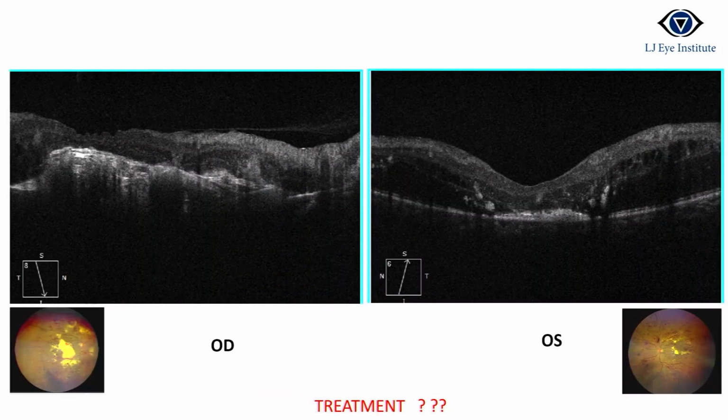This is the OCT of the patient. You can hardly make out any layer properly in the right eye. And in the left eye also, there is a hard exudate plaque just sitting in the center. So what would you advise to this patient? Any anti-VEGF or something else?